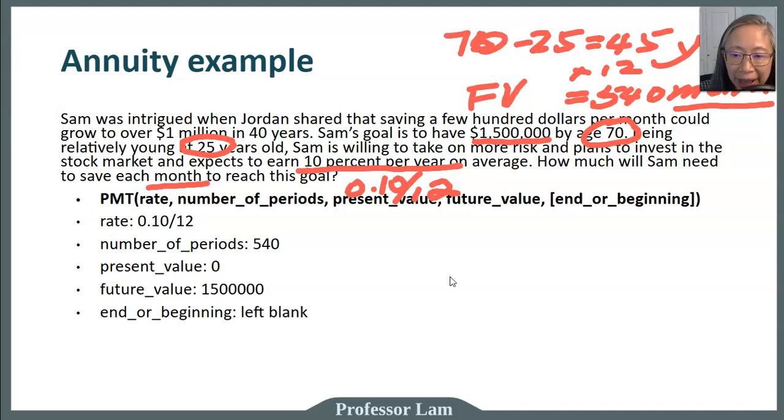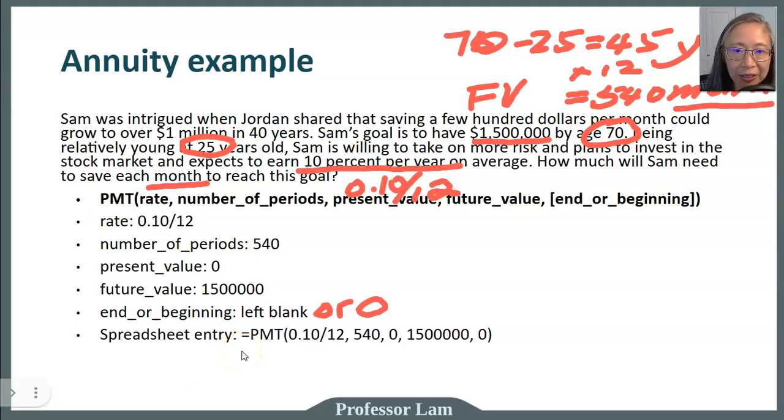We're going to leave this blank. That means that we're assuming that Sam is going to save at the end of each month. You can also enter the number 0. 0 or blank will have the same effect. Once again, to start the function, you start with the equal sign, and that's the PMT function. First input is the interest rate, number of months, present value, future value, and assuming an ordinary annuity. Pause the video and enter this into your workbook.